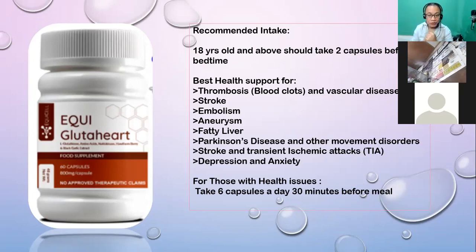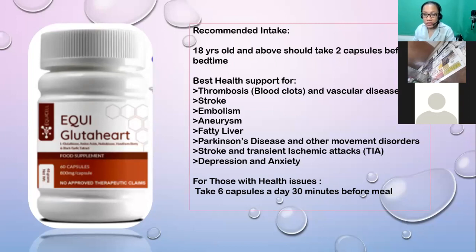Best health support for the following: thrombosis, or anyone with, for example, ng thrombosis, yung mga may varicose veins, no? Pwede ito. Vascular diseases, yan. Varicose veins, stroke, embolism, aneurysm, yung mga may fatty liver. Itong mga ito kasi nagde-develop itong mga ito because of lifestyle. These are all lifestyle driven conditions. Okay, sedentary lifestyle, a lot of fatty and processed food introduction to your diet. Ito yung pwedeng meron na kayo.